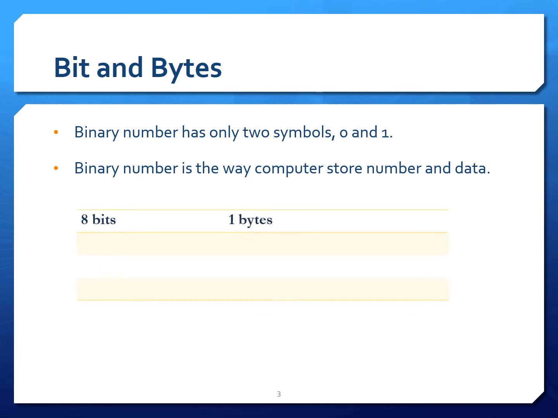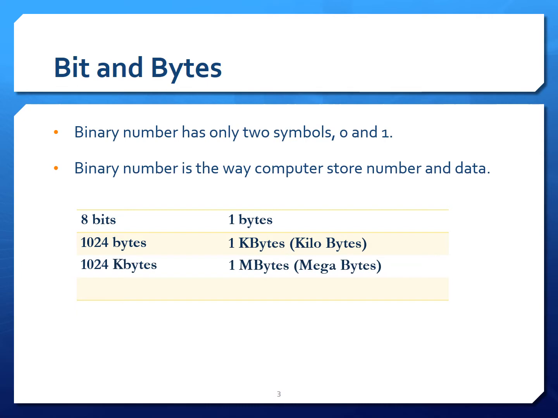1 byte is made up of 8 bits. 1 kilobyte is made up of 1024 bytes. 1 megabyte is made up of 1024 kilobytes. And 1 gigabyte is made up of 1024 megabytes.